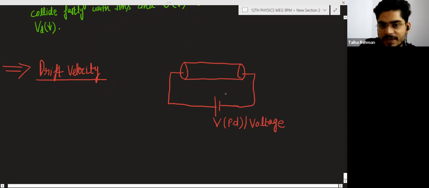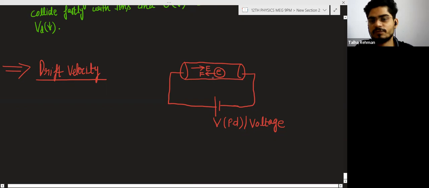Due to this battery, an electric field is generated inside the conductor, and due to this electric field, an electric force acts on the electron. Due to this electric force, the electron will move with drift velocity from the negative terminal to the positive terminal.